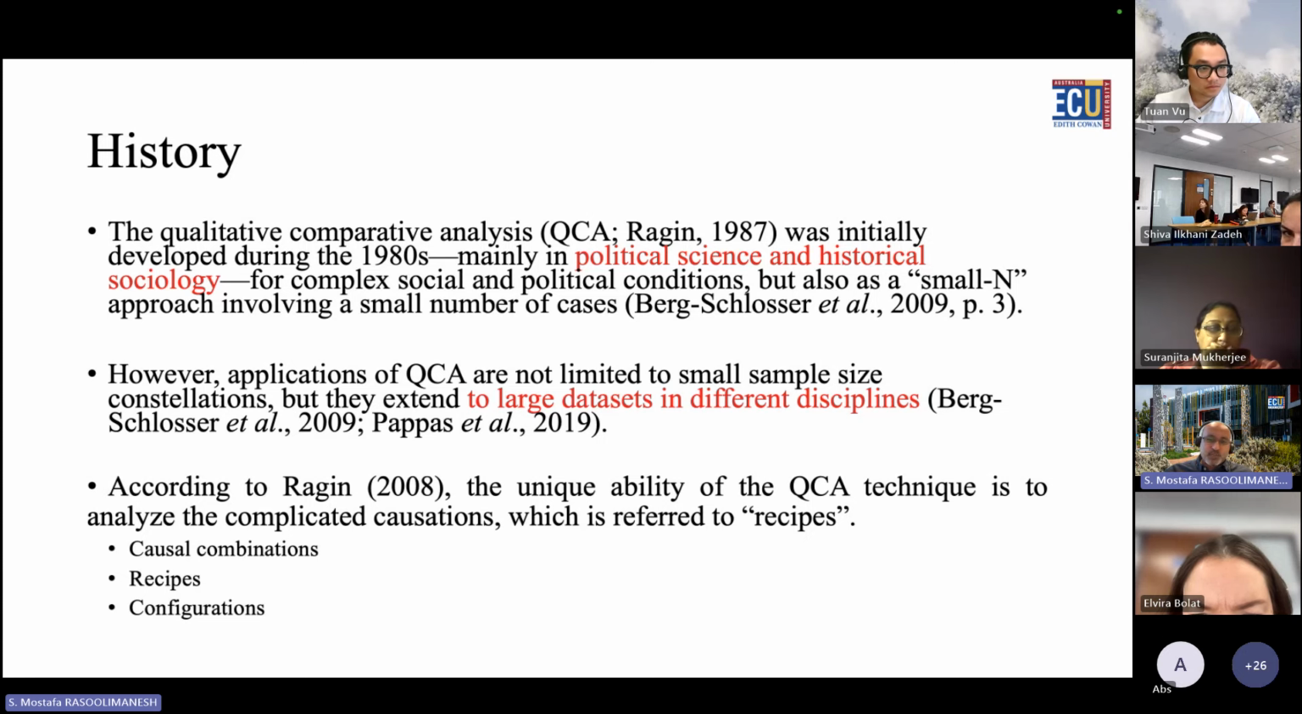But the difference between this method and the current symmetrical approach, which we will discuss later, is that with this method, which can be called a case-based method, we can identify different combinations of factors that can lead to a specific outcome and a high level of outcome. This is different from the current symmetrical approach that can only identify one combination of factors.